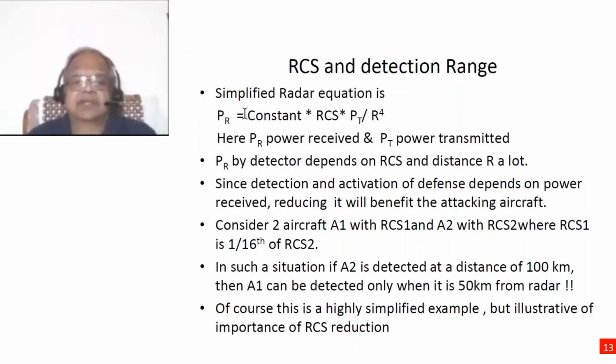There's not much you can do about the constant, which comes from all the other physics part of it. If they have to detect your aircraft at 100 kilometers with reduced RCS, the only thing they can do is increase the transmission power. That means if they increase the power of the radar transmitter, then they can detect even the smaller RCS aircraft at a higher distance.